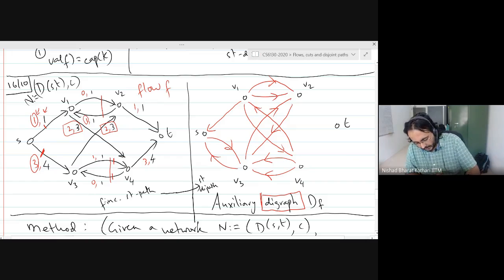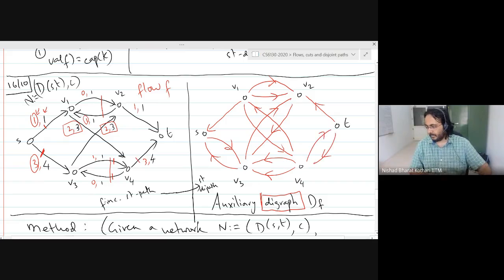Okay. And finally, what happens here? This is already at full capacity, so this can only be sent back. And this one, 3, 4, is both directions. Okay? Does everybody agree with what we have?